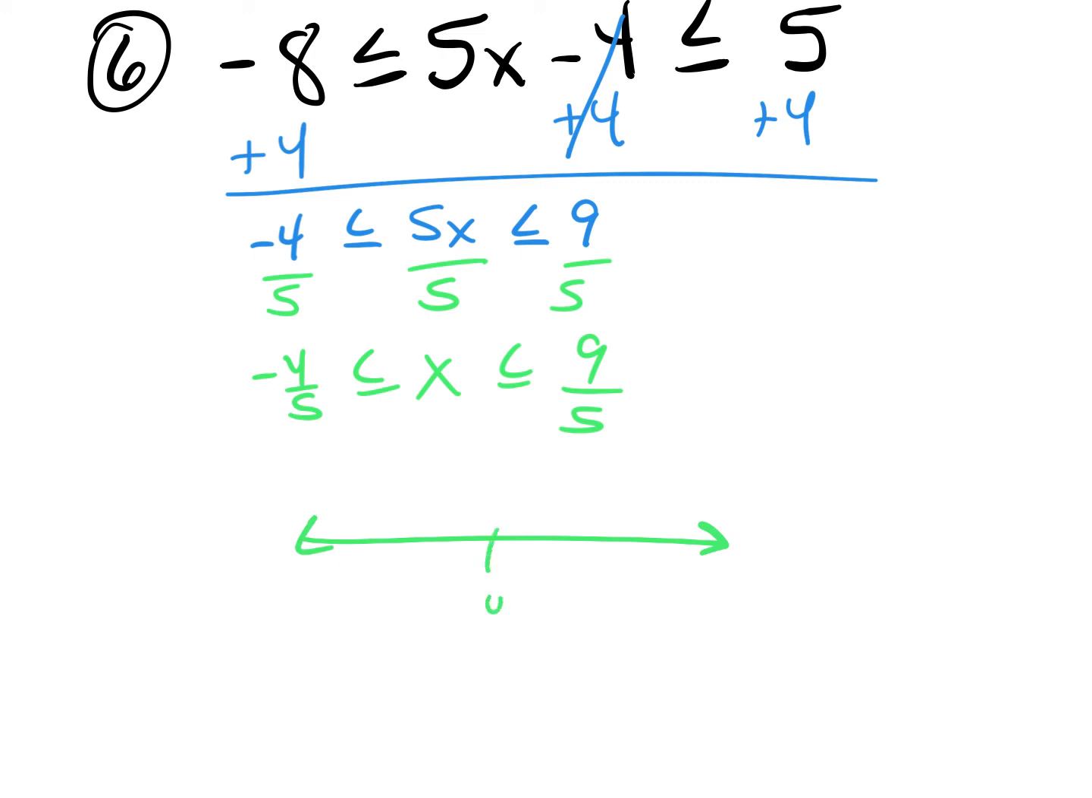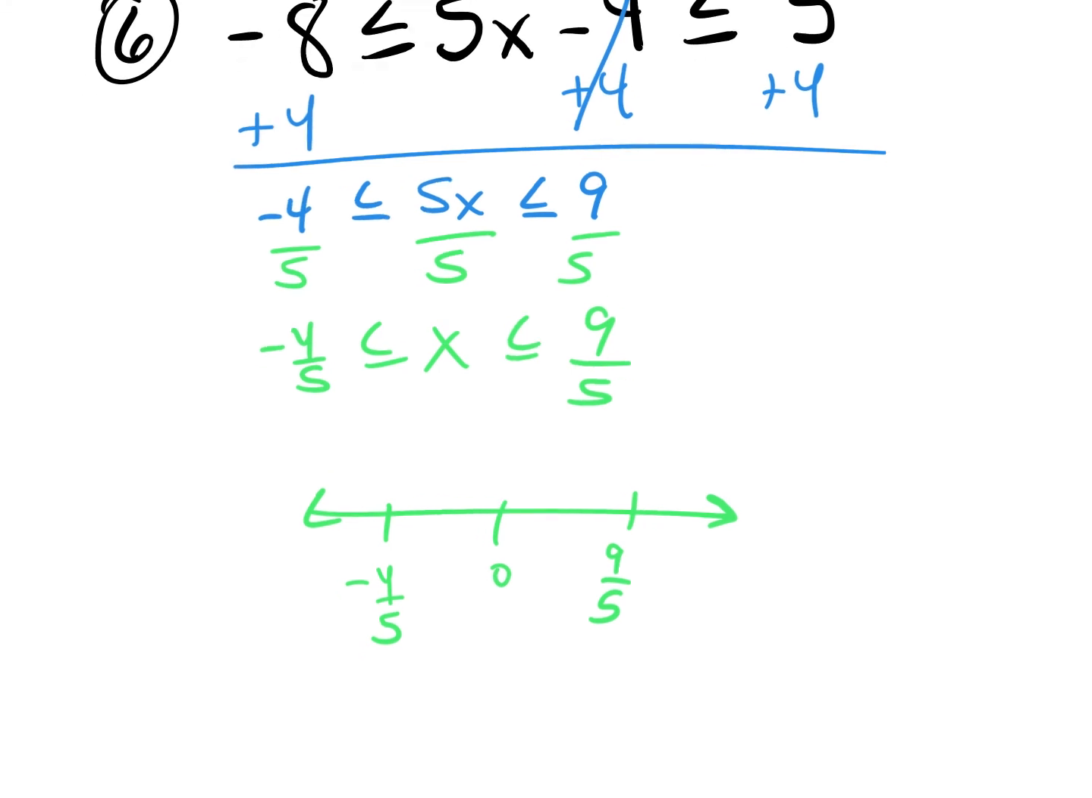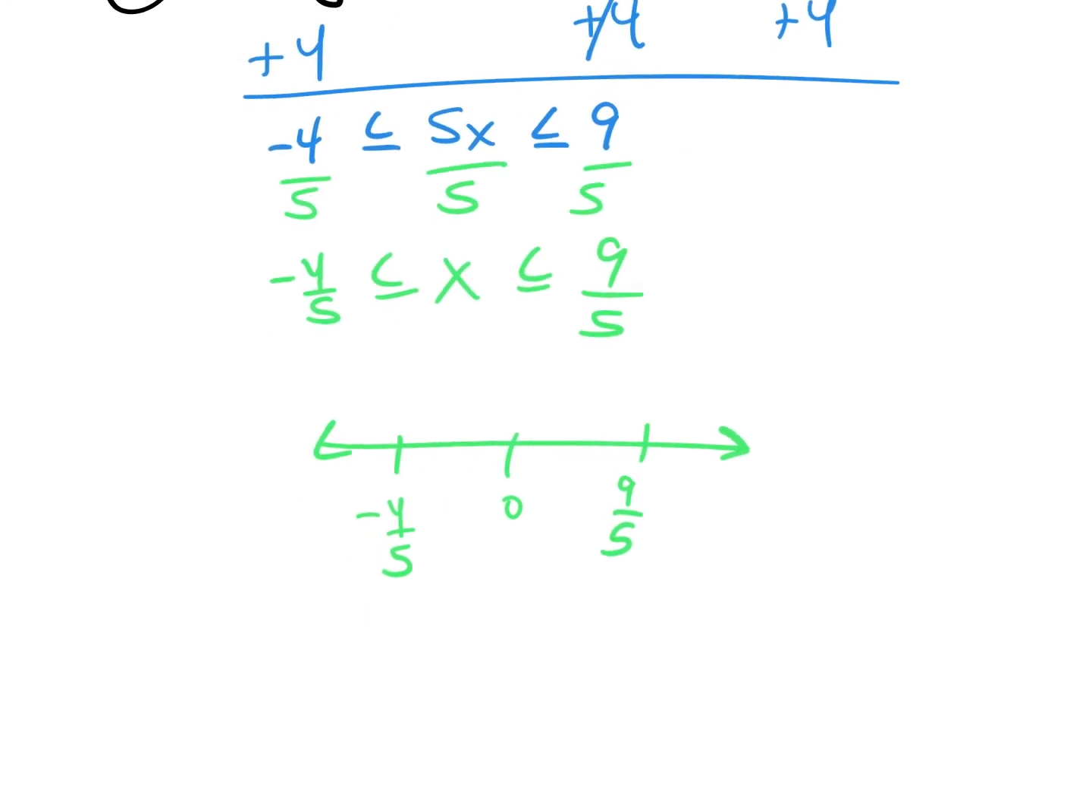One's negative and one's positive. Make sure, guys, I'm going to be checking that you have your spot, you have your reference, your numbers in the correct area. Negative 4/5 should not be on the right side of 0. 9/5 should not be on the left side of 0. You have to be careful with that. So now, what kind of dots do I have at negative 4/5 and 9/5?